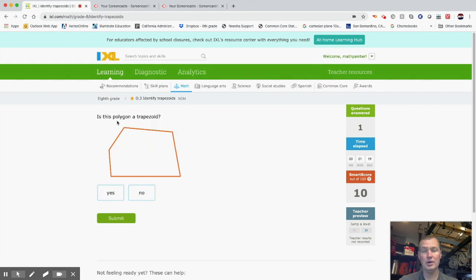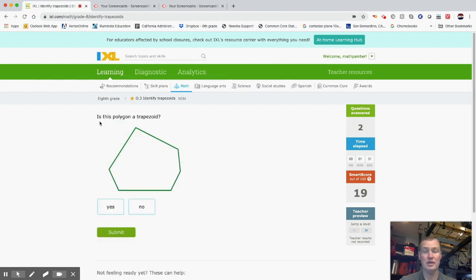Is this polygon a trapezoid? No, because we do not have two sets of parallel lines. These look like they're parallel, but if you look at the top, it's kind of going down, and the bottom one's perfectly flat, so they are not parallel. So not a trapezoid. Is this polygon a trapezoid? No, because if you look at this side and this side, they're at an angle, and it's also not a four-sided figure. This one's a definite no on that.